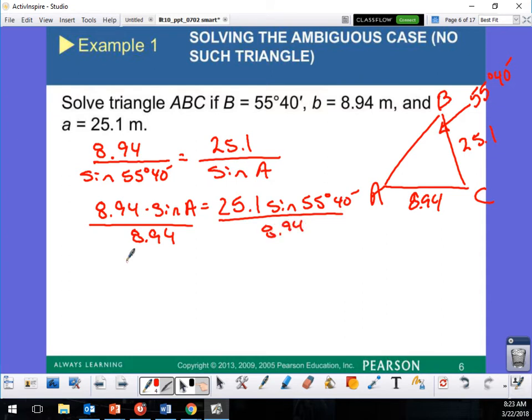So I get sine of A is equal to 25.1 sine of 55 degrees, 40 minutes over 8.94. Okay, is A by itself yet? Say no. Very good. So now I have to do the inverse.